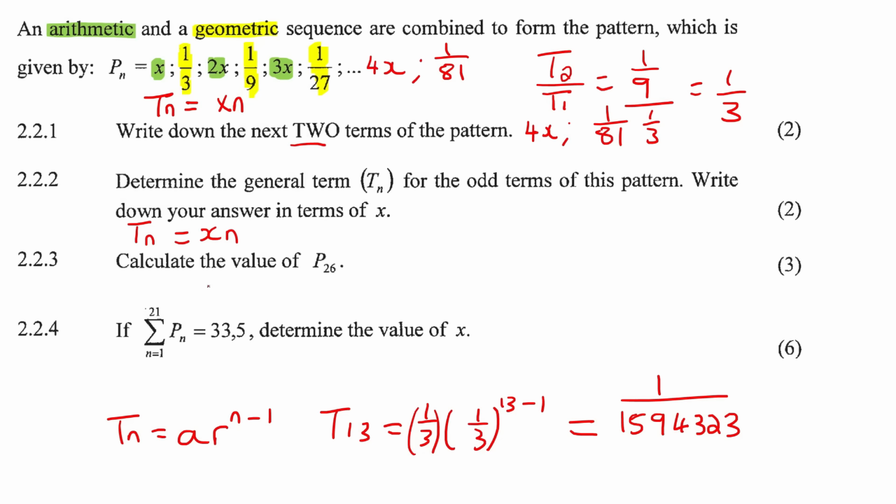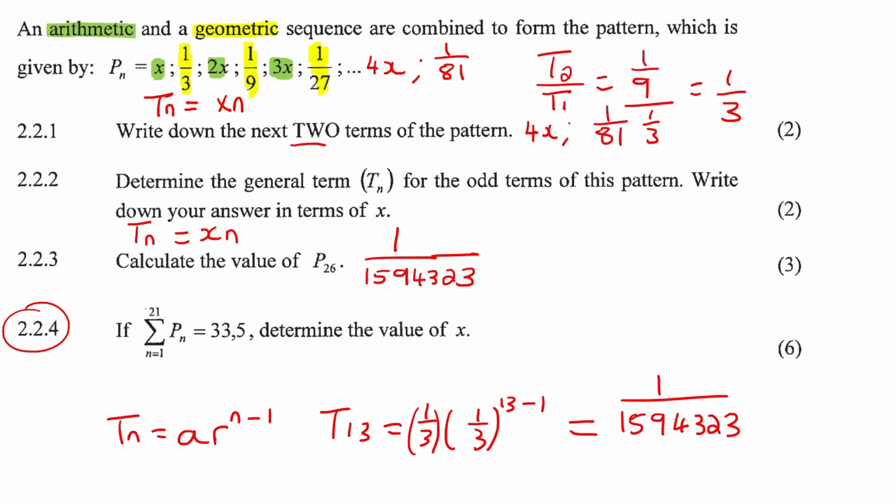All right, so then Kev, let's move on. You're doing it again. So calculate the value of P26. We've done that. We now have 1 over 1594323. Okay. Determine the general term. We've done that. Okay, so now we are over here. If this ugly expression is that, determine the value of x.